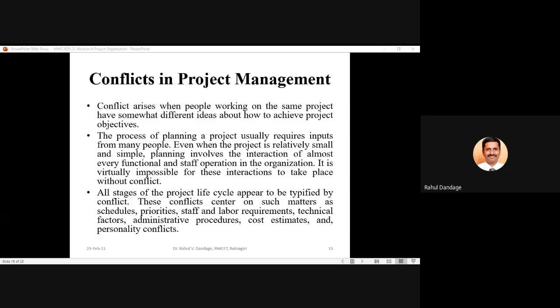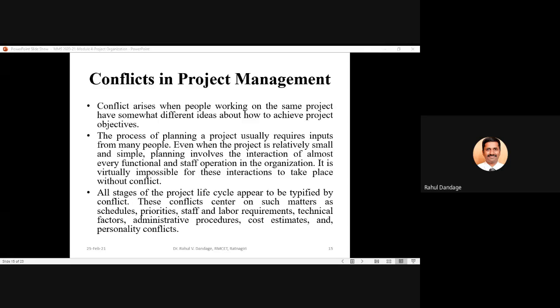Likewise, based upon the staff and labor requirements, when they are shared, when you want to hire them from outside, or when you want to get it contracted from other people, there will always be conflicts on the staff and labor requirements. Then the conflicts over technical issues or technical factors.